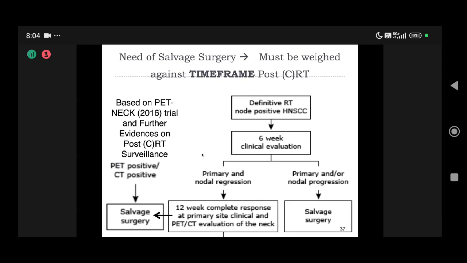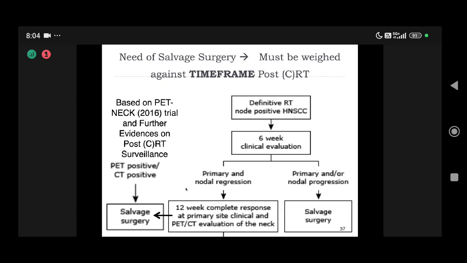And there is again a great landmark paper in head and neck, which is the PET-NECK trial published by Mehanna et al. in 2016. This was a study done in UK where they tried evaluating these patients after concurrent chemoradiation and wanted to see the response to treatment with a PET scan. So they did a 6 weeks clinical evaluation. They did a PET scan at 12 weeks. And based on the findings of the PET scan, they decided either to follow up these patients or to do salvage surgeries in these patients.